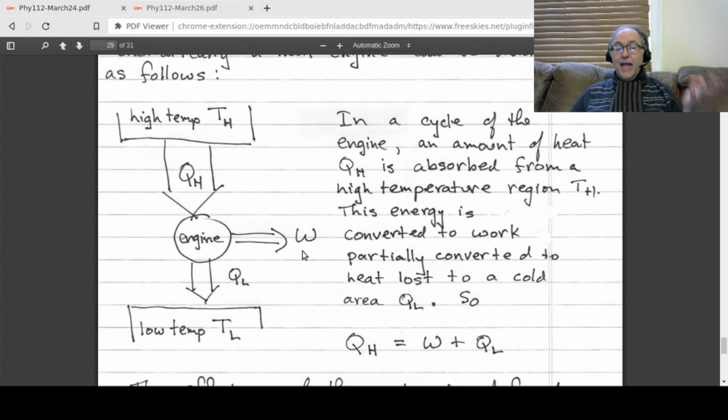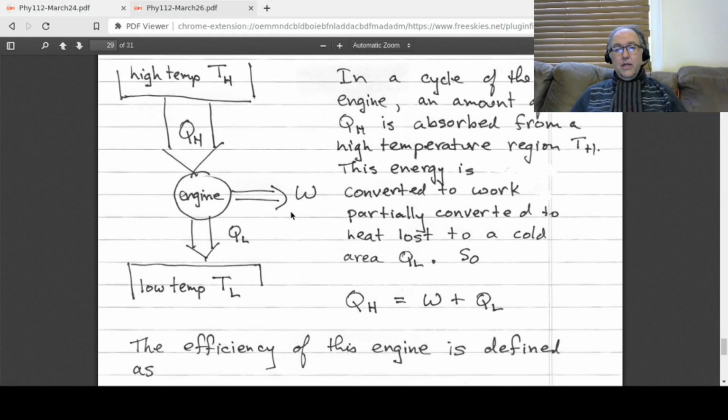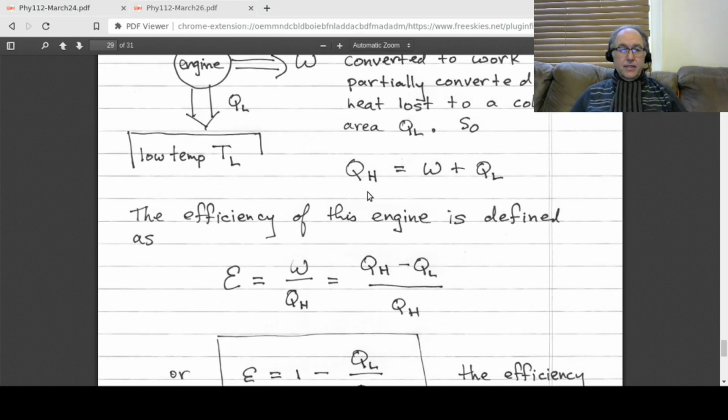The engine converts some of that into work, but then must lose some of it into a cold or low temperature reservoir, and the amount of energy lost to this low temperature reservoir we'll call Q_L. So Q_H is the energy absorbed from the high temperature, Q_L is the energy lost to the low temperature, and W is the work done. Well, the first law tells us that the energy that's absorbed goes to two destinations, and it's conserved. So the energy absorbed from the high temperature has to equal the work done plus the energy lost to the cold. That's basically the first law applied to a heat engine.